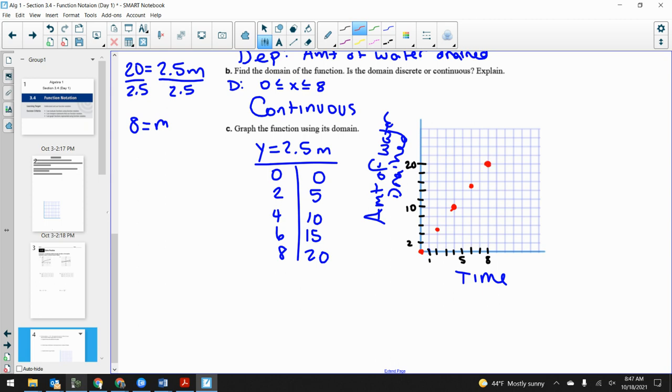Do I fill in my line? Do I connect my dots? Yes, and that's because it's continuous. If it's continuous, then I fill in my dots. Remember, discrete means dots.